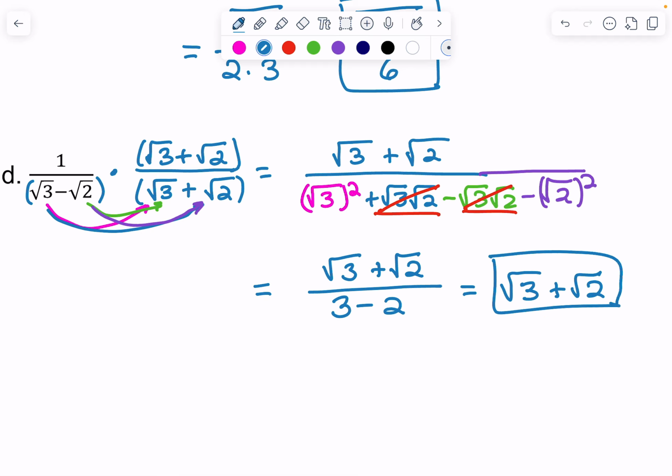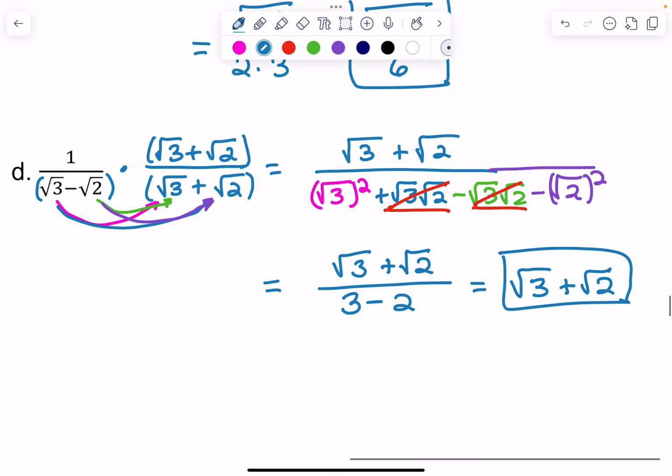That's the same as the square root of 3 plus the square root of 2 over 1, but we write it like this in a simplified form. So hopefully that one makes sense. That's one use of the conjugate.